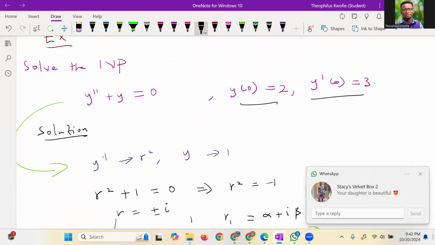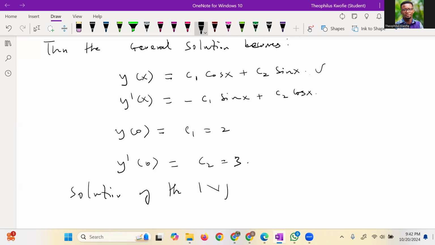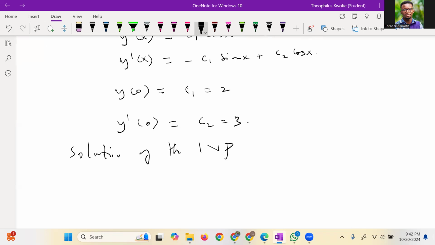Okay. And then we have y prime of 0 to be equal to what? To be equal to C2, equal to 3. So this implies that the solution of the IVP is what? y of x equal to 2 cosine of x plus 3 sine of x.